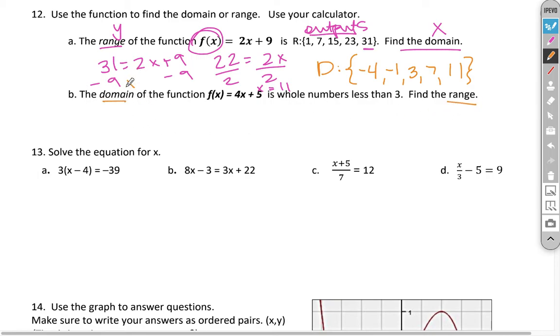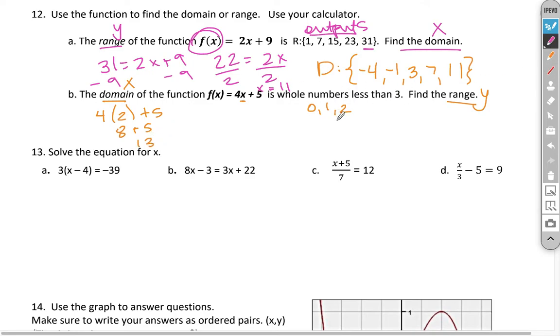Okay? Now we're given the domain of a function and we need to find the range. So the domain is x, so we need to find our y. It says that our domain is whole numbers less than 3. Well, whole numbers start with 0 and anything less than 3, so 1 and 2. 0, 1, and 2, that is our domain. So for finding the range, we are given x, so we're just going to plug in for x, right? I'm just going to do 2, and then you can do 0 and 1 on your own. So we've got 4 times 2 plus 5. 4 times 2 is 8 plus 5. It's going to be 13.